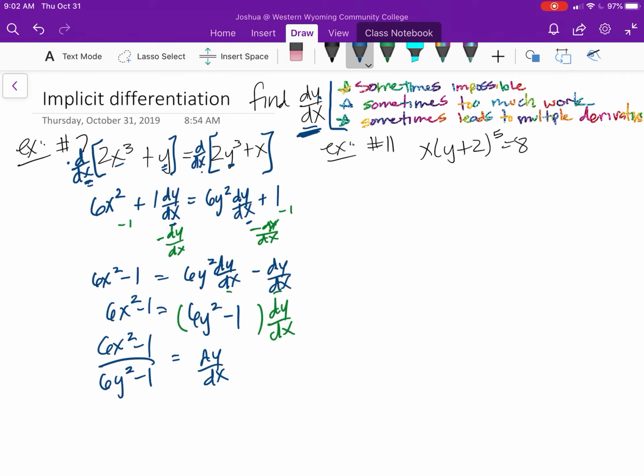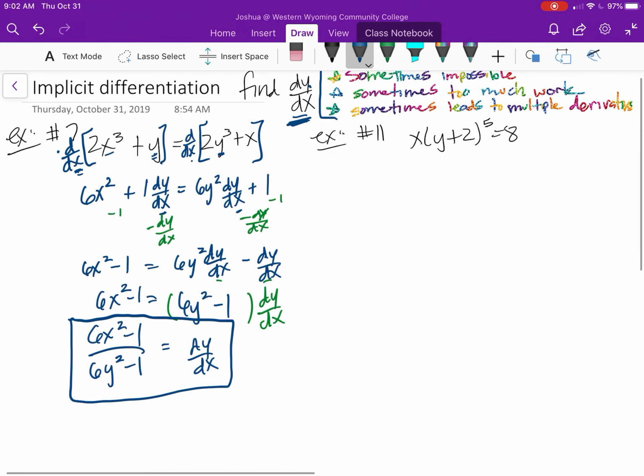Your answer can have x's and y's contained in it. That's okay. Oftentimes they'll have us evaluate at a point, and we need to know x and y in order to finish solving this problem, if that's what it asked. But that is the derivative of that equation above, derivative of y with respect to x. All right, let's do one more example.